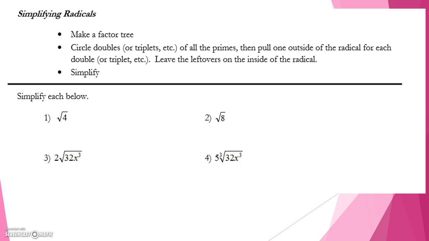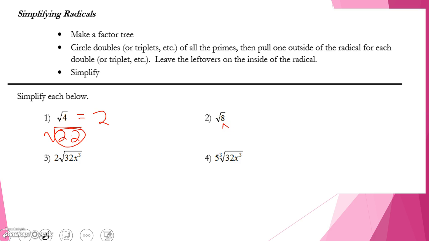Then you simplify. So if you look at number 1, the square root of 4, you probably already know that that is 2. And the reason that it is 2 is because 2 times 2 equals 4, and that's a double. Now we might have a problem like number 2, square root of 8. That's not a nice square root, and so decimals are not acceptable in this unit. So what we do is make a factor tree.